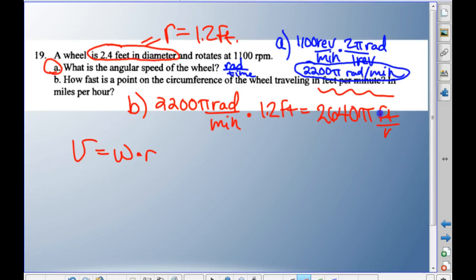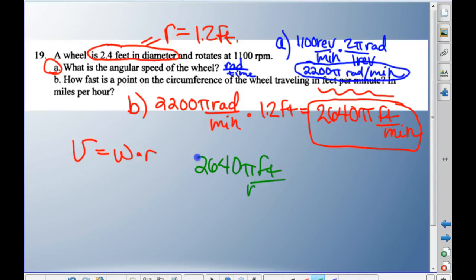But that is feet per minute, which is the answer to part B, but not the whole answer, right? Because for some odd reason they said also in miles per hour, just to make this more difficult. 2640 pi feet per minute. We're 60, what are we doing? Miles per hour, right? 60 minutes per hour. And then what are we supposed to do? Miles. So we need 5280 down here. You need to remember that.